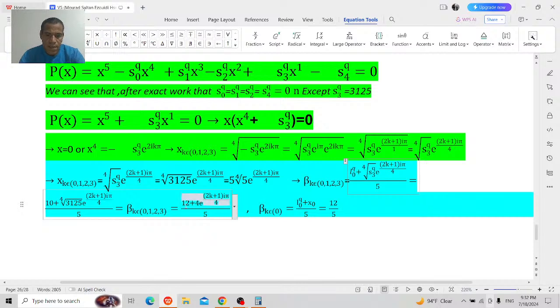This is 10, plus 5 root of 5. Or you can leave it as the fourth root of 3,125. This depends on you.